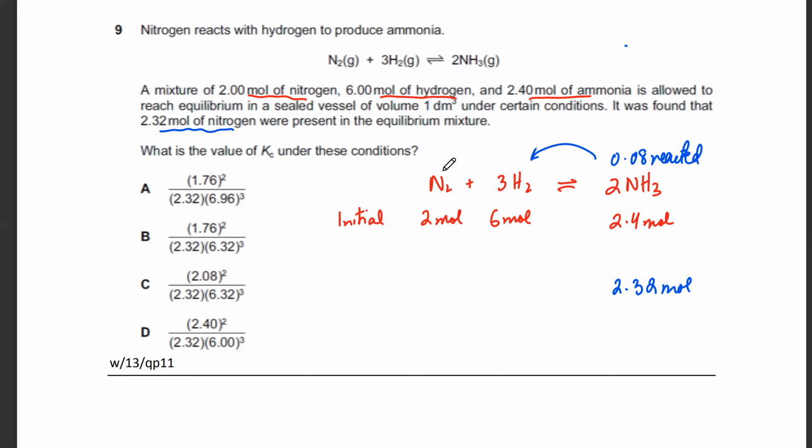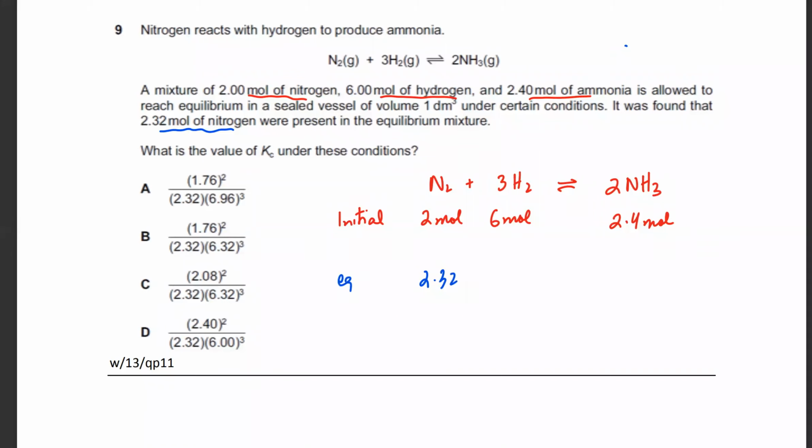One side will decrease, the other side will increase. 0.08 reacted. So they went on the other side, and it's 2:3. So 0.08 according to this ratio would produce how much? It would produce, I think, 0.12. Right? Sorry, I made a mistake. It's not ammonia that's 2.32. It's actually nitrogen that's 2.32.